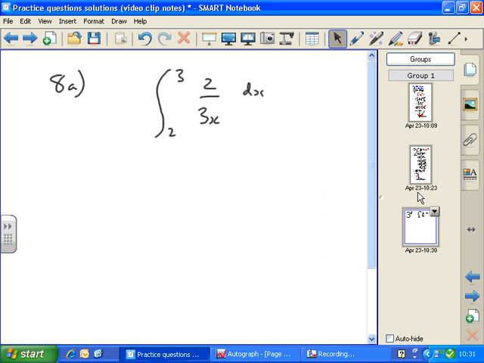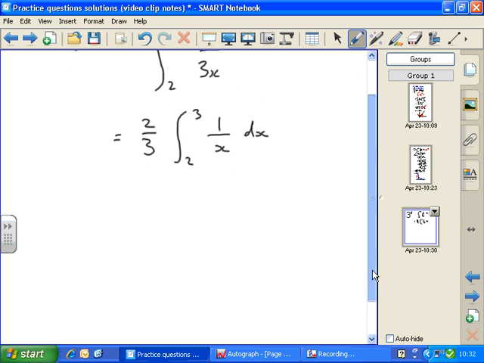Question 8a, integral between 2 and 3 of 2 over 3x. So, bringing the 2/3 outside the integral, 1 over x dx. And this is a standard integral. The integral of 1 over x is log x.